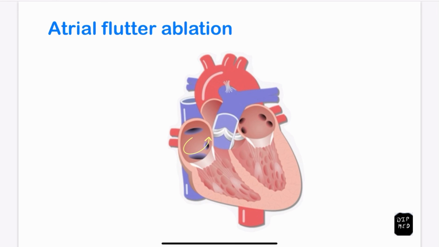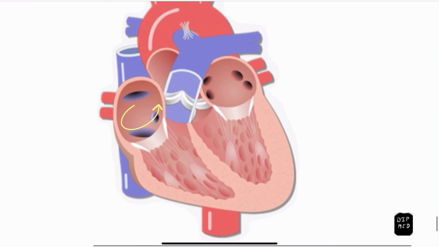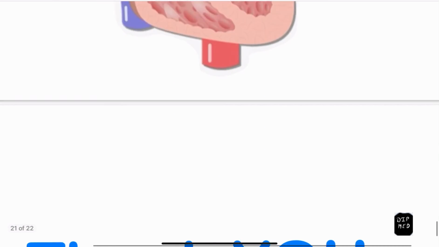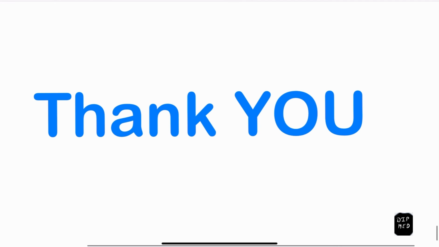In atrial flutter ablation, we use a catheter to burn a line of myocytes in the right atrium. What it does is that it breaks the circuit because the scar tissue won't be able to conduct the electrical impulse, and this will possibly eliminate the arrhythmia. So that's all about atrial fibrillation and atrial flutter.